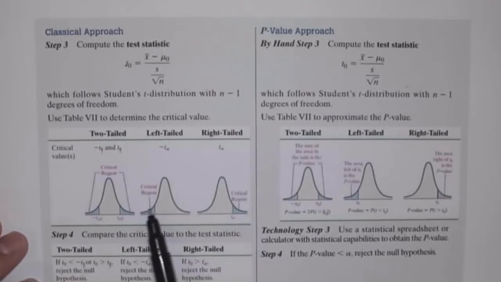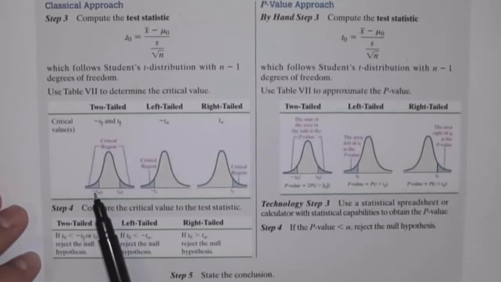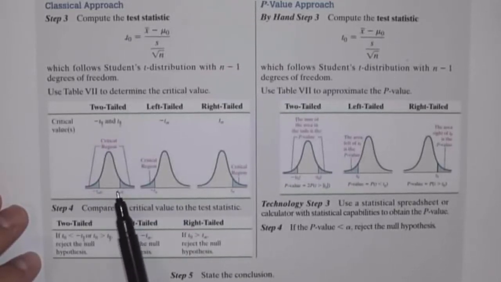It's just a matter of what's the area in the tails so that we can figure out what the critical value is. We're then going to compare our critical value to the test statistic, or really I prefer to say we're comparing the test statistic to the critical value. If our test statistic is smaller than the left critical value or bigger than the right critical value in a two-tailed test, we reject the null hypothesis. If it comes in between, we do not.